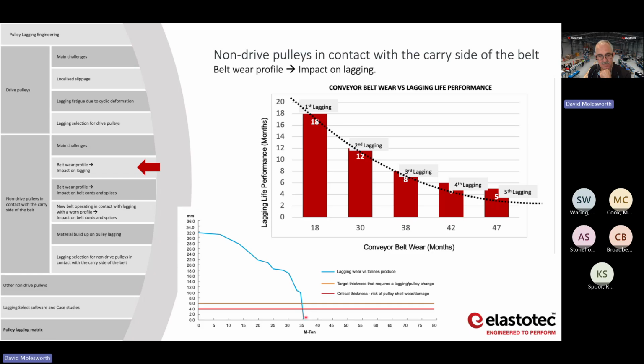And they were using this to determine when they would initiate a lagging change. So this orange line: when they got to 6 mil of remaining lagging thickness in the center, that was when they were going to make the change, because they didn't want to damage the pulley shell. The reason I'm showing this is you're going to see that when you get into this very severe decline in thickness, because you're getting a lot of wear, you can be doing a lot of other damage, not so much to the lagging, but to the belt, which we'll look at in a minute.